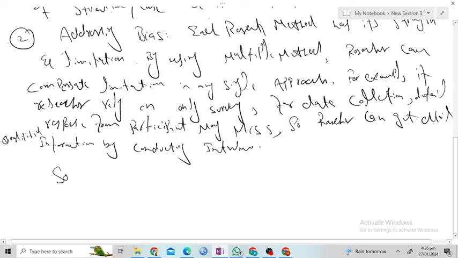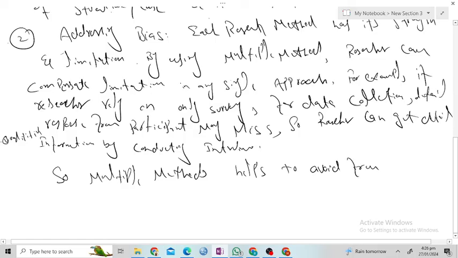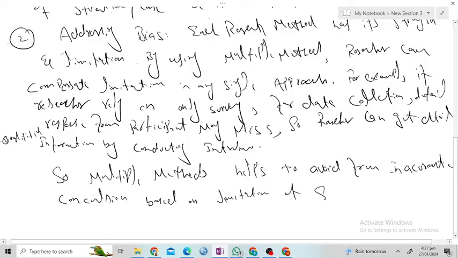So multiple methods help to avoid inaccurate conclusions based on the limitation of a single method.